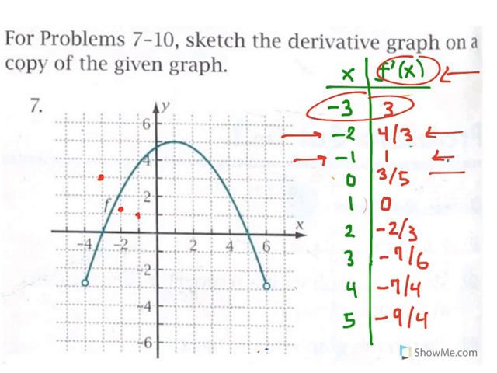I will plot 0, 3/5. I will plot 1, 0. I will plot 2, negative 2/3. I will then plot 3, negative 7/6. 4, negative 7/4. And then 5, negative 9/4.